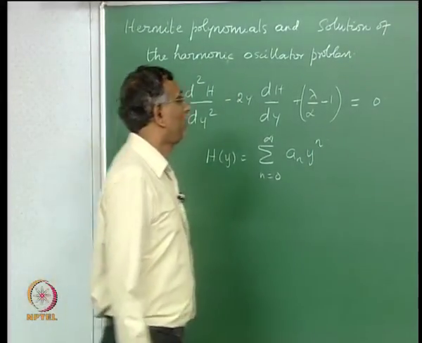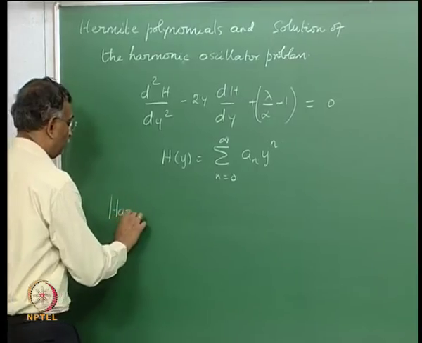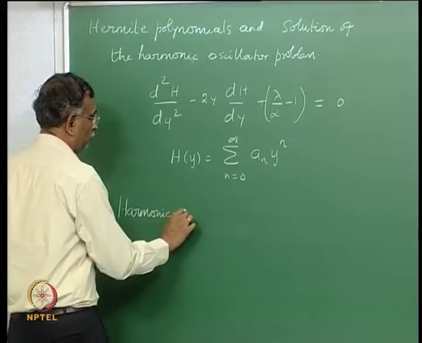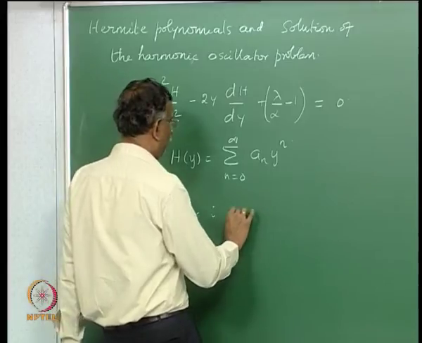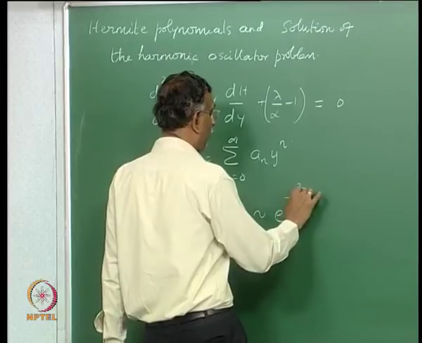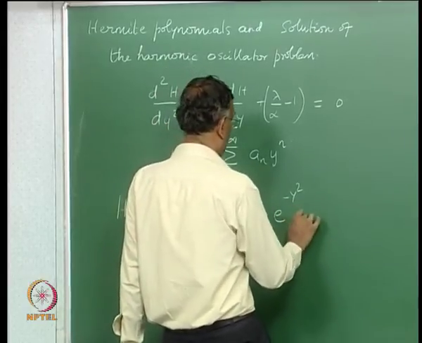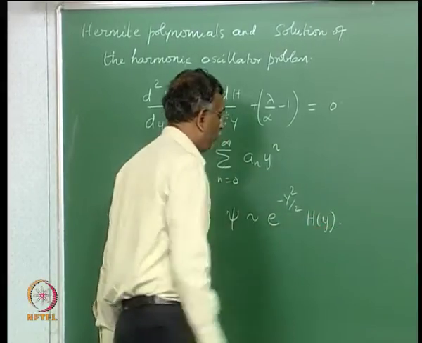And if you remember, the overall solution that we were looking at for the harmonic oscillator, we had psi as exponential minus y squared by 2 times h of y. This was the solution that we were looking at. It was basically beta y square, but it doesn't matter. It's minus y square.